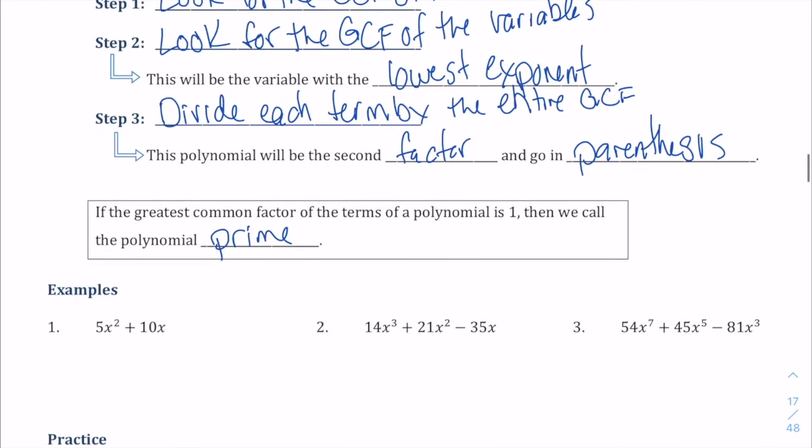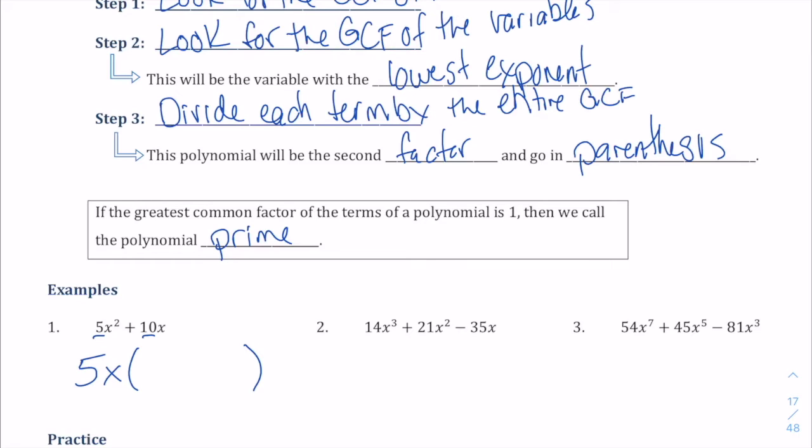So for our first example here, we see 5x squared plus 10x. So we're going to look at the coefficients first, the 5 and the 10. And between the 5 and the 10, the greatest common factor is 5. Great. Then we'll look at the variables. We have an x squared and an x to the first. So the lowest variable exponent is just x. So 5x is our GCF. We're going to write that down first, and then we open parentheses.